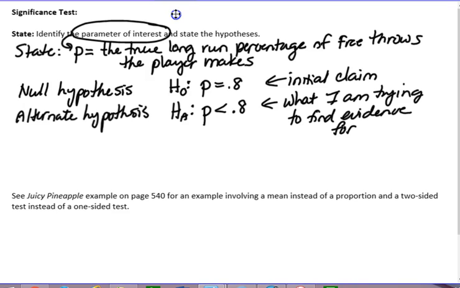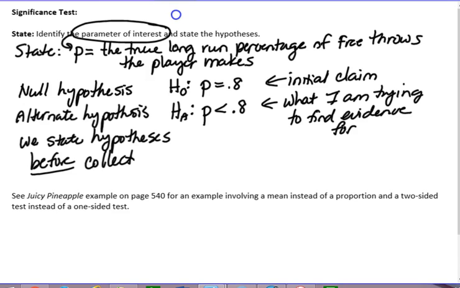Now, I did some simulating and looking at different things, but recognize that we state hypotheses before collecting data. This is important to note because in an AP Stats problem, you're usually given the entire problem. Like, here's the question that's being asked, here's the data, now reach a conclusion. But you have to realize that before the data was collected was when the hypotheses were made. This will be illustrated more by an example in the book that I want to show you.